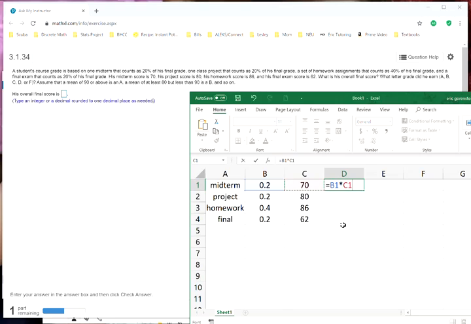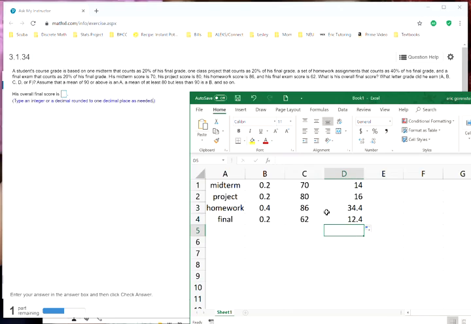Okay, so I'll hit enter. Excel will give me the answer. And now I'm going to move the cursor to the bottom right-hand corner and drag it down, and Excel is going to do it for the next 3 steps. Column D equals B times C. Okay, so 20% of 70 is 14. 20% of 80 is 16. 40% of 86 is 34.4. And 20% of 62 is 12.4.